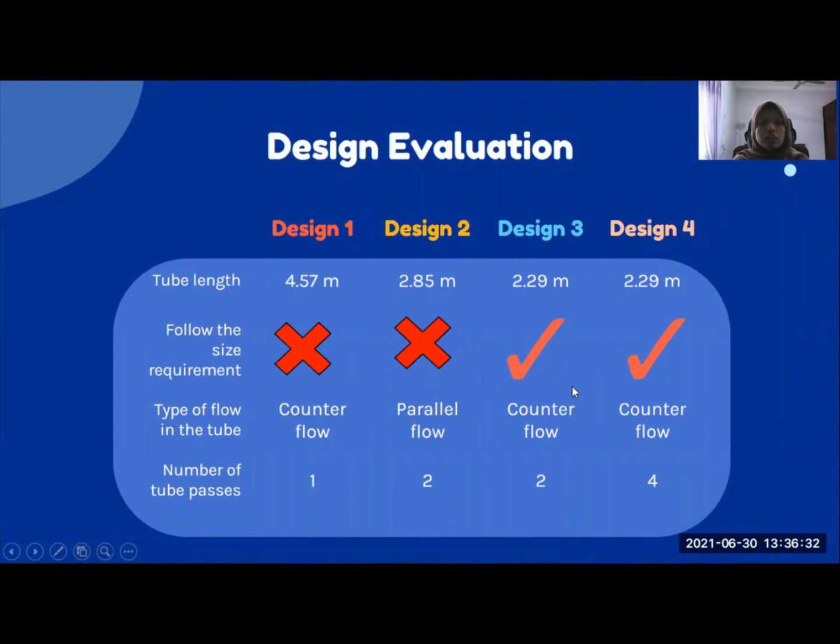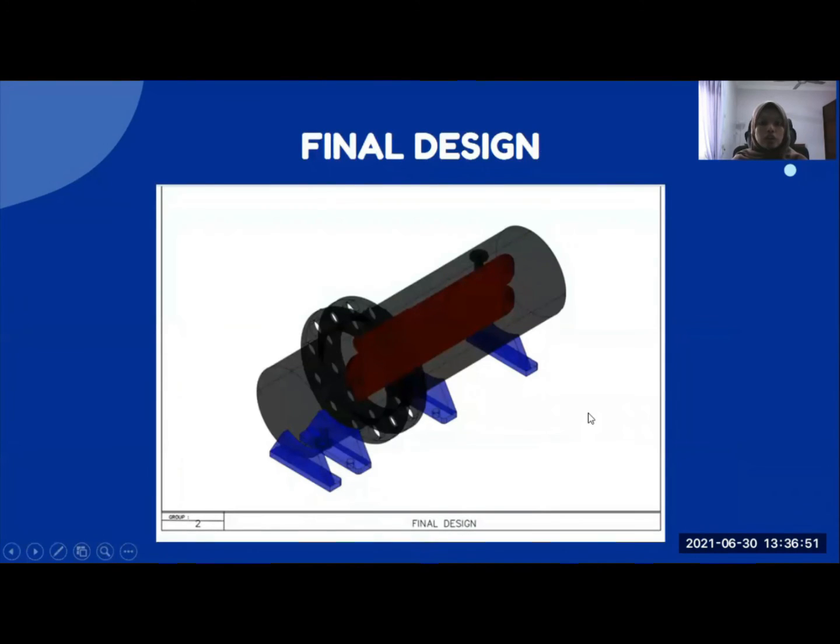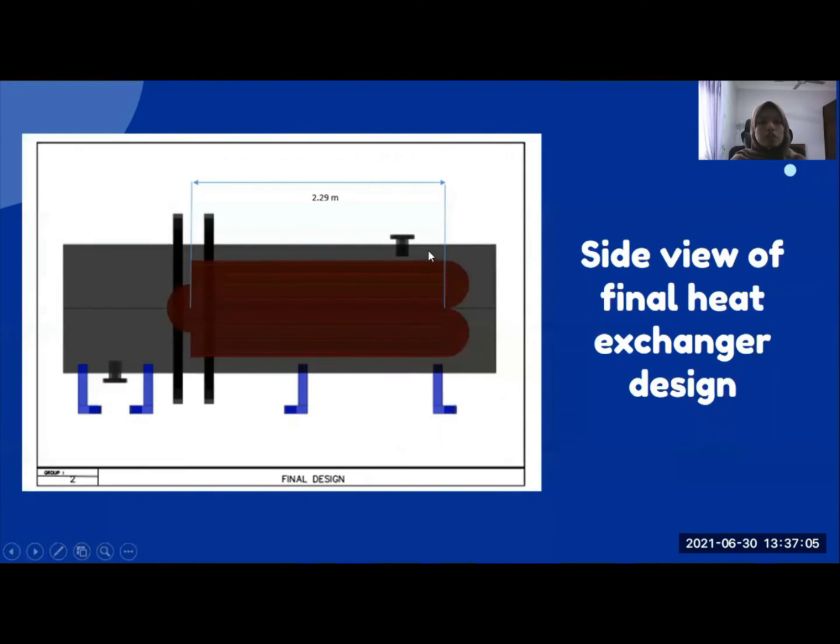So this is a summary of our design. We have rejected design 1 and 2 because the tube length is more than 2.5 meters, and accepted design 3 and 4. All of them use counterflow except for design 2. The number of tube passes is 1 in design 1, 2 in designs 2 and 3, and 4 in design 4. We have used AutoCAD to make our final design, which follows design 4. The grey colored part is the shell, while the red colored part inside is the tube. This is from the side view. You can see that the shell entrance and exit are here and here. The dimension of the tube is stated here, 2.29 meters. Next I'm going to pass to the next presenter.